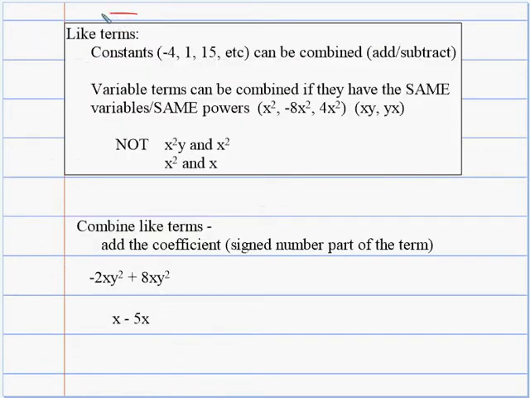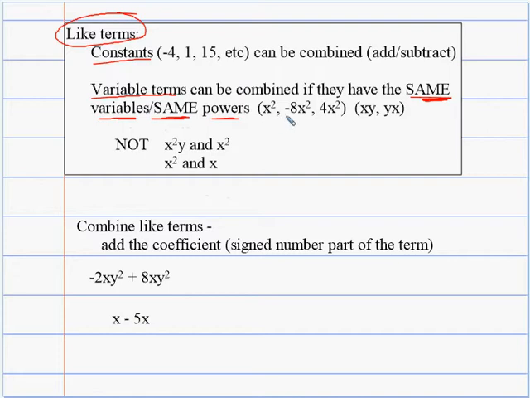Okay, like terms are constants, like negative 4, 1, and 15. They can be combined. We can add or subtract them. Those are just adding and subtracting numbers. You've been doing that for a long time. But we can also combine, or add and subtract, variable terms as long as they have the same variables with the same powers.